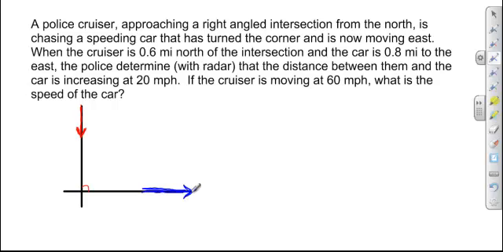Okay, when the police cruiser is 6/10 of a mile north of the intersection, we're going to be talking about the distance from the police car to the intersection, which should be decreasing. That first part of the sentence says when y is 6/10 of a mile. The speeding car is 8/10 of a mile to the east, so the distance from the speeding car back to the intersection is also changing. So that's going to be x. They're telling me when y is 6/10, x is 8/10 of a mile.